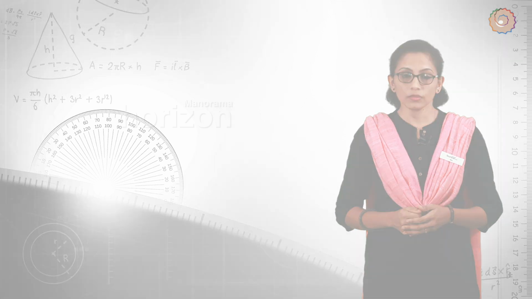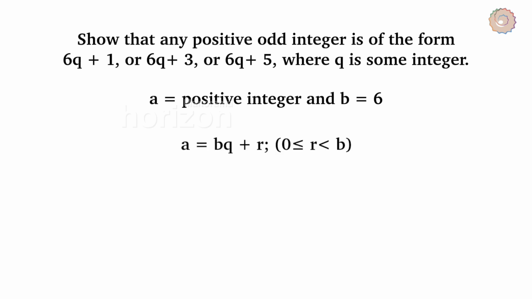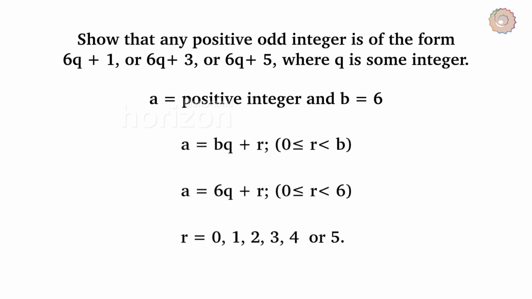Let's see one problem. Show that any positive odd integer is of the form 6q + 1 or 6q + 3 or 6q + 5, where q is some integer. Let's see the solution. Let a be any positive integer and b = 6. As per Euclid's division lemma, a = bq + r, where 0 ≤ r < b. Hence, a = 6q + r, where r is an integer greater than or equal to 0 and less than 6. Hence, r can be either 0, 1, 2, 3, 4 or 5.